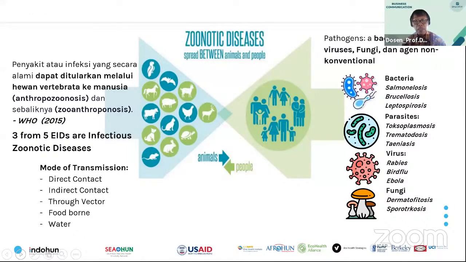There are many pathogens for zoonotic diseases. I just mention here some of the pathogens that really have a big problem for the human population. Pathogens include bacteria, parasites, viruses, fungi, and others. For example, bacteria like salmonellosis, brucellosis, and leptospirosis, which we have focused on in our research project, and for parasite diseases we also have our project on toxoplasmosis.